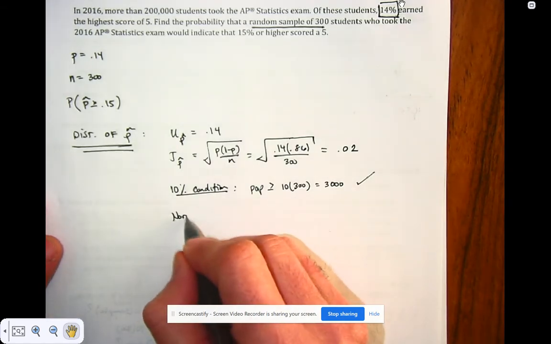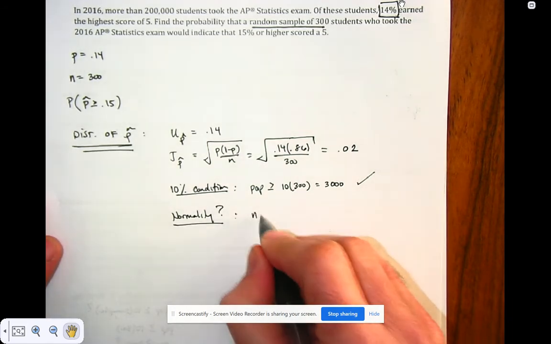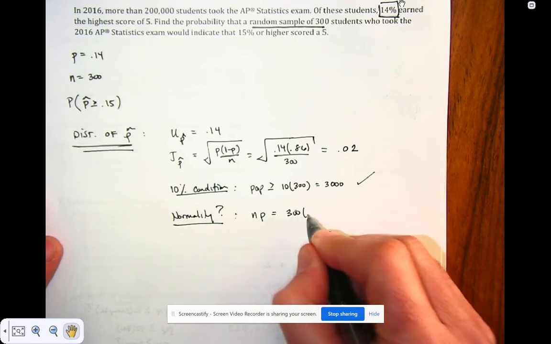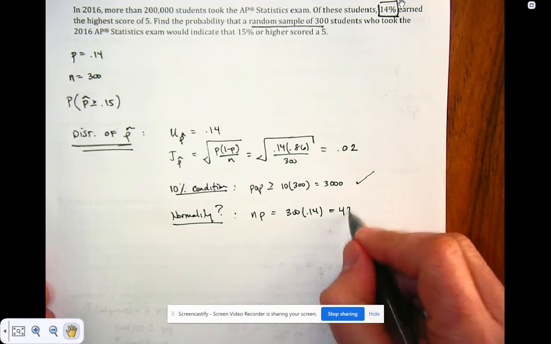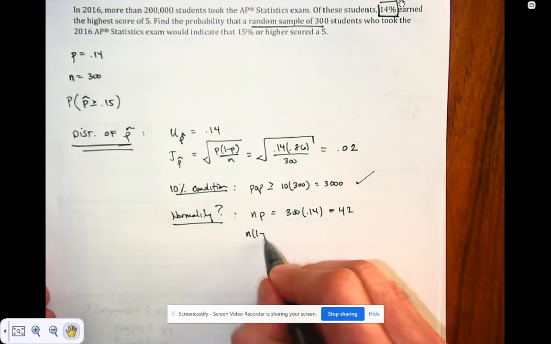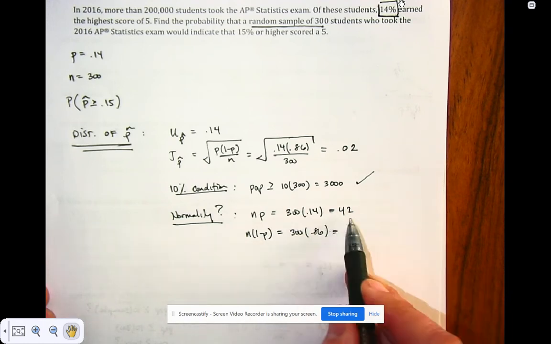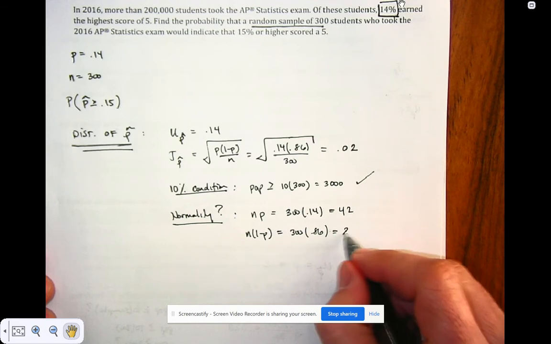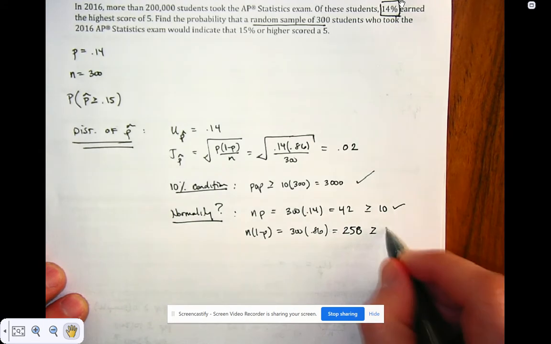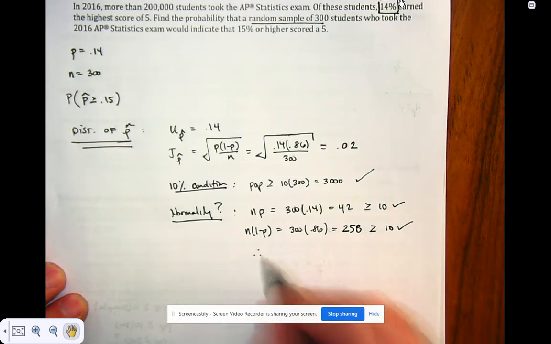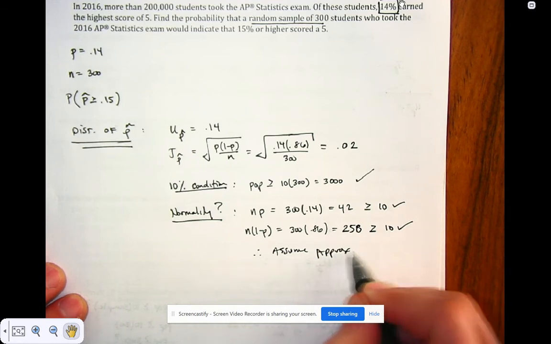Okay, now, normality condition. How do we check that? We do n times p, which is 300 times 0.14, which would be 42. And then n times 1 minus p would be 300 times 0.86. 300 minus 42 is 258. Use your calculator, that's fine. Are these both greater than or equal to 10? Yes. So we, therefore, assume approximately normal.